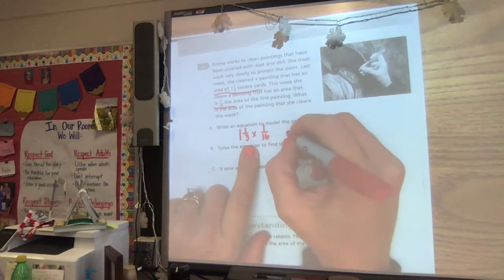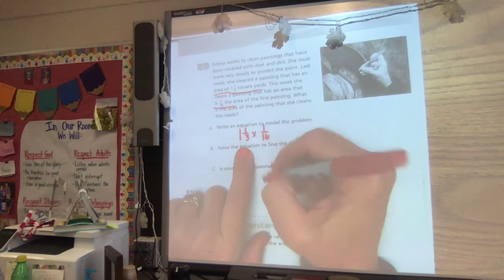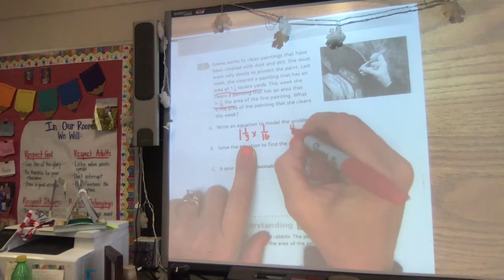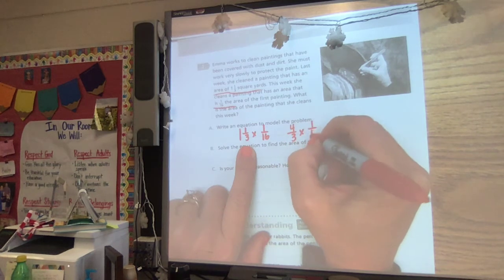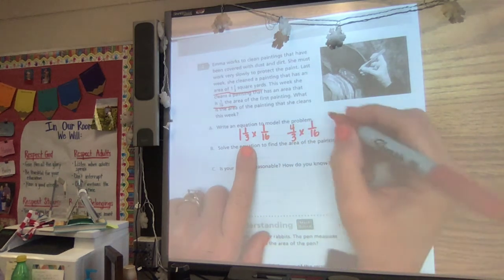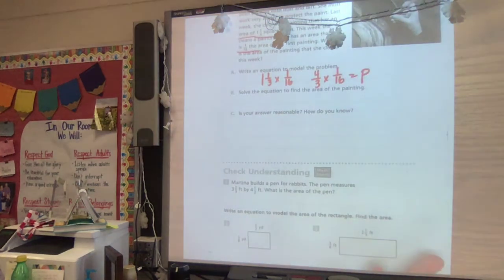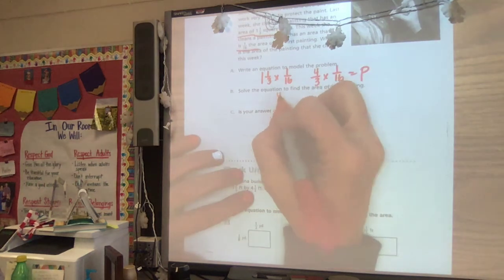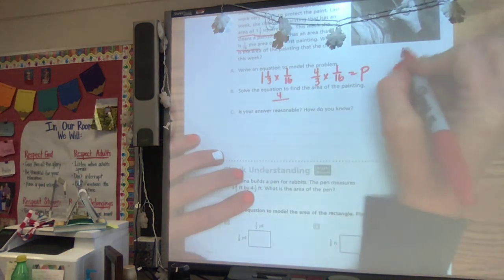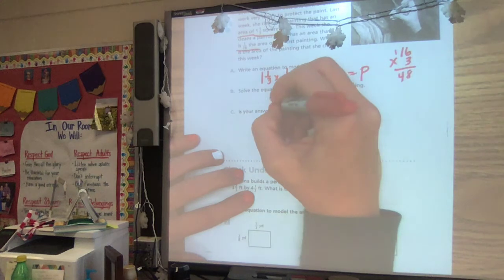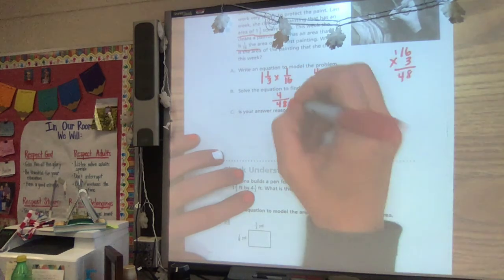But let's go ahead and change this into an improper fraction. 3 times 1 is 3, plus 1 is 4/3 times 1/16. And we can just say equals P for painting. So now we're going to solve the equation. 4 times 1 is 4. 3 times 16, we can work it out right here. 3 times 6 is 18. That would be 48. 4/48.